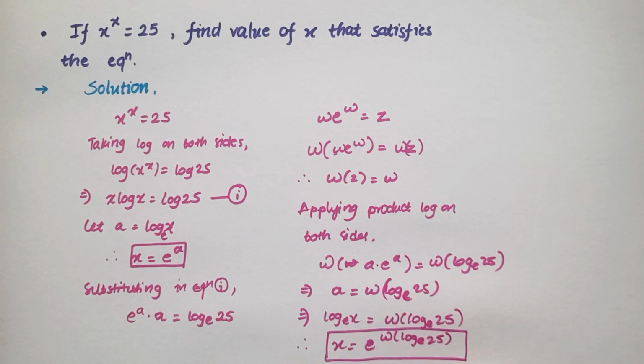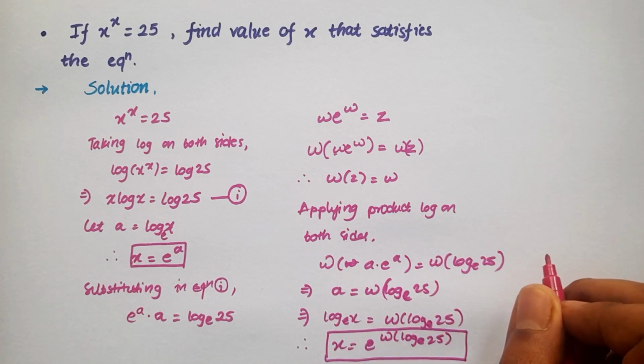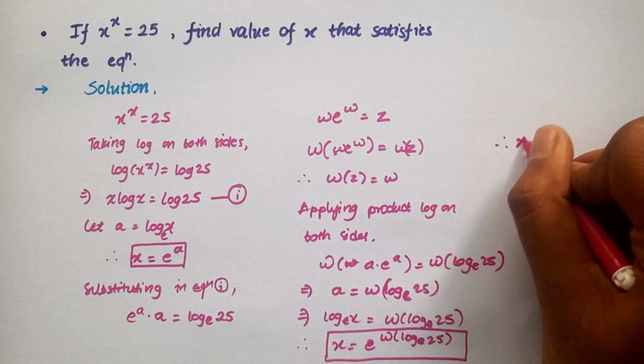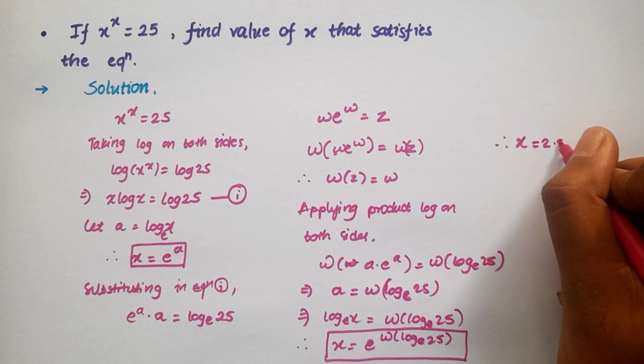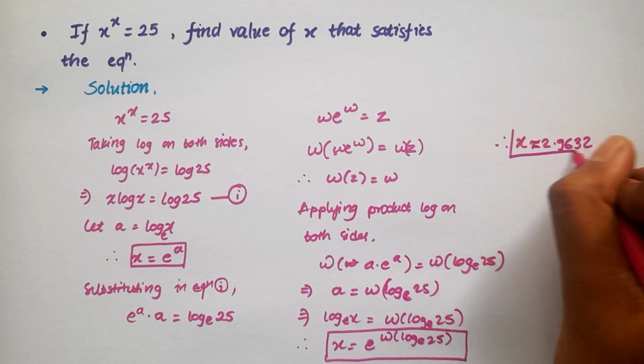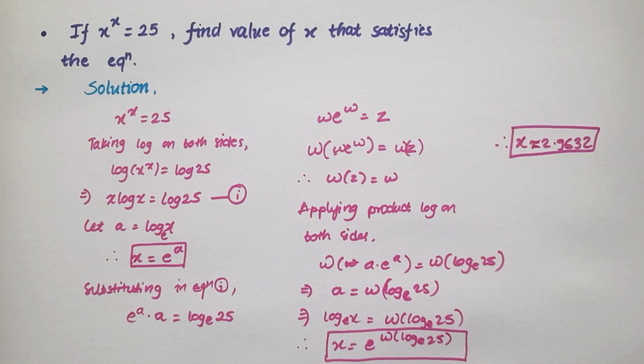You can leave it here, or you can expand it further to get the answer. You can make use of a product log calculator, which is available on Wolfram Alpha or Desmos, and calculate the value of W of log 25. This will give us the value of x. x would be approximately equal to 2.9632. And that's the solution to this wonderful problem.